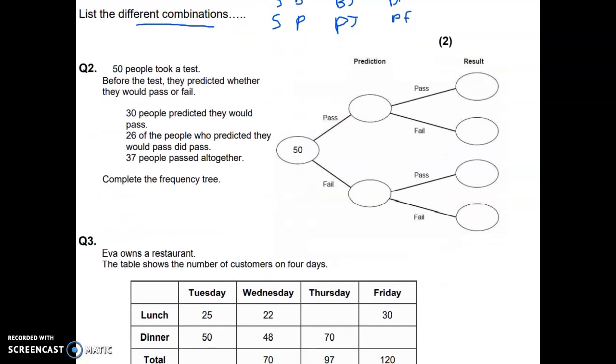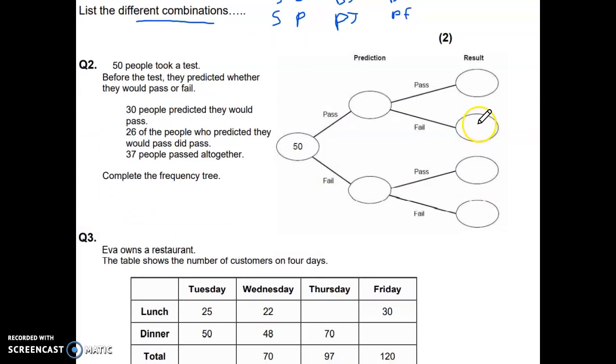Right, question 2. So 50 people took a test. Before they took the test, they predicted whether they thought they'd pass or fail. So 30 people predicted they would pass. 26 of those people who predicted they would pass, did pass, right? And 37 passed altogether. Right, so that's a lot of numbers there, isn't there? So we're starting with 50 people. So let's just do it one step at a time.